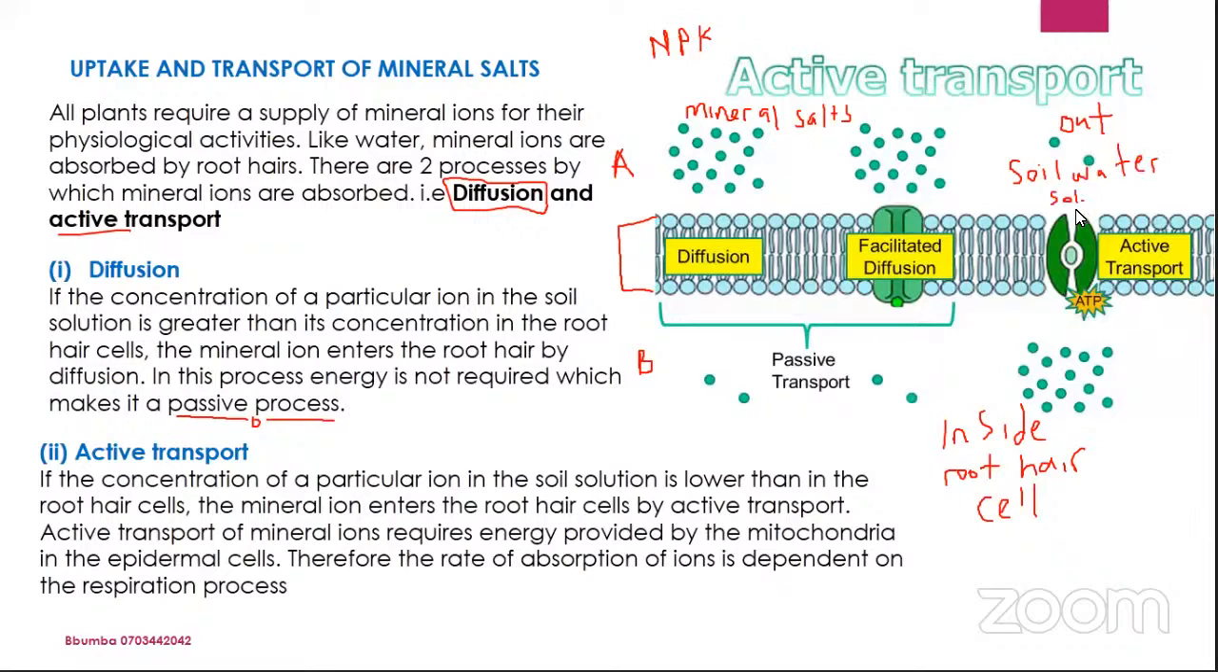diffusion cannot occur, but much as these minerals could be still needed, such minerals are going to be taken up by active transport, which means that energy is going to be involved to actively take them, that is against the concentration gradient. There are two words involved here. You could talk about down a concentration gradient, or against a concentration gradient. Against.